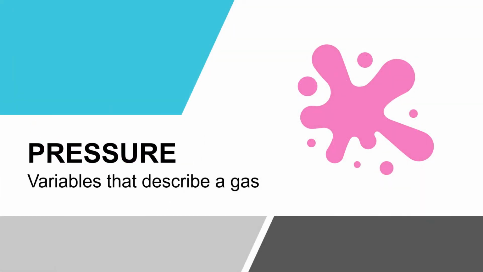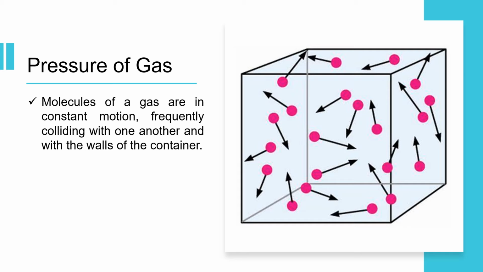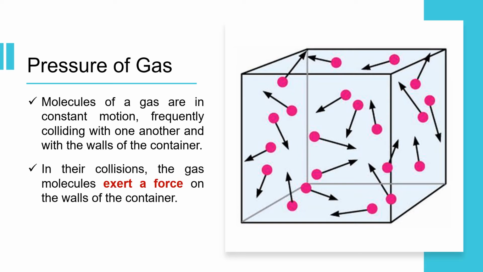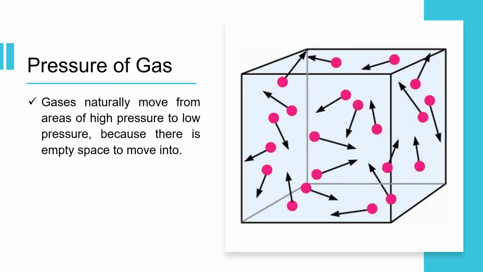Now, let's discuss how the change of pressure describes a gas. Molecules of a gas are in constant motion, frequently colliding with one another and with the walls of the container. In their collision, the gas molecules exert a force on the wall of the container. Thus, more molecules means more collisions. Therefore, more pressure will be exerted. Gases naturally move from areas of higher pressure to lower pressure because there is empty space to move into, for example, a spray can.